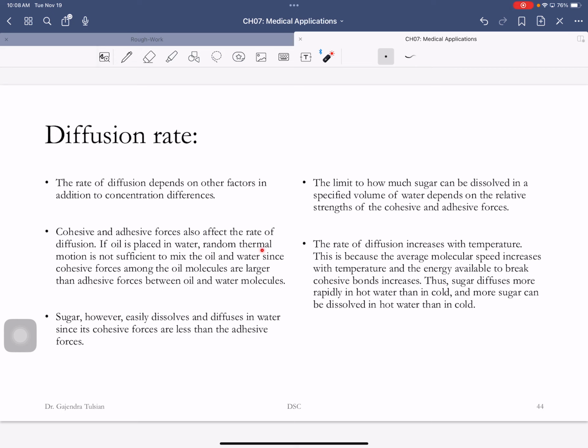If oil is placed in water, random thermal motion is not sufficient to mix oil and water, since cohesive forces among the oil molecules are larger than adhesive forces between oil and water molecules. Sugar, however, easily dissolves and diffuses in water, since its cohesive forces are less than the adhesive forces. So sugar will dissolve in water.